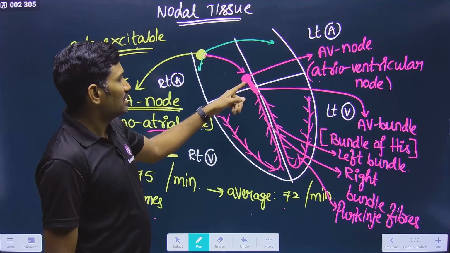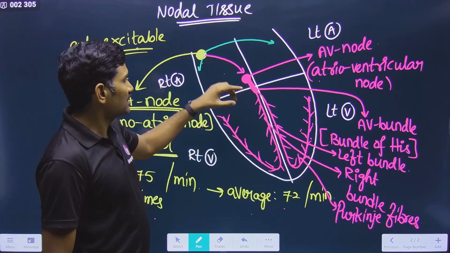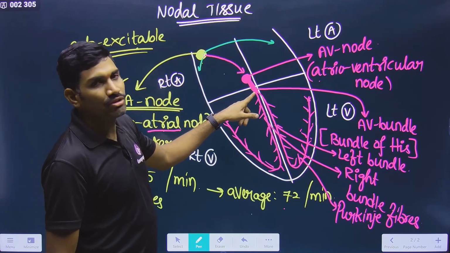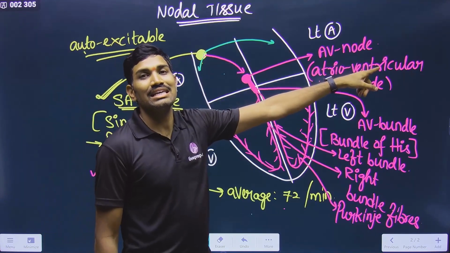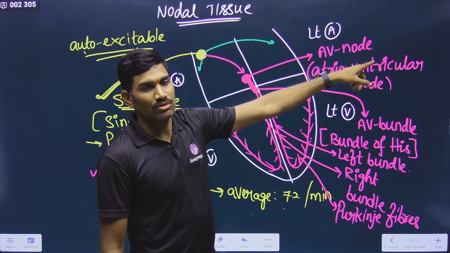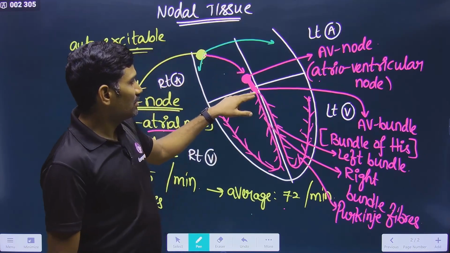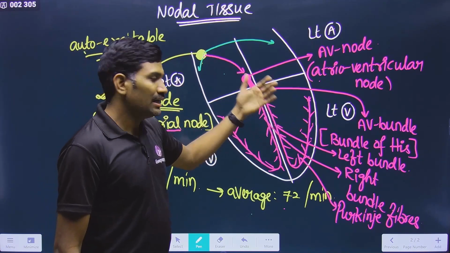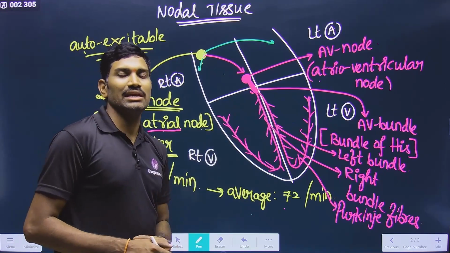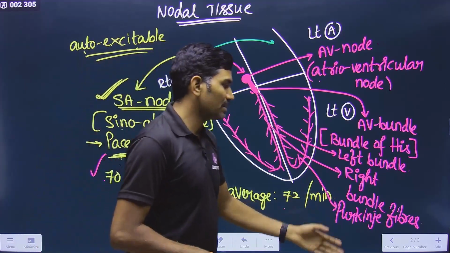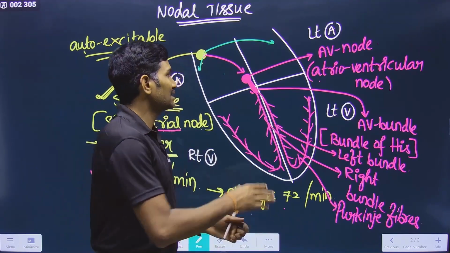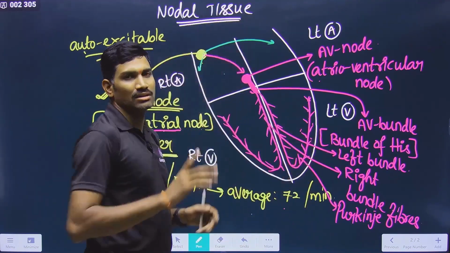After this, there is another node present within the right atrium, in the lower left corner, nearer to the atrioventricular septum, and that is called the AV node. AV node. Okay, next one. From the AV node, information goes to the AV bundle, which divides into right and left branches. From these branches, small fibers come out, called Purkinje fibers. In this way, the information for muscle contraction is distributed in the entire heart.